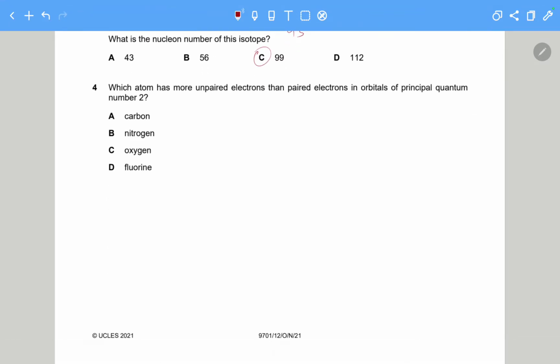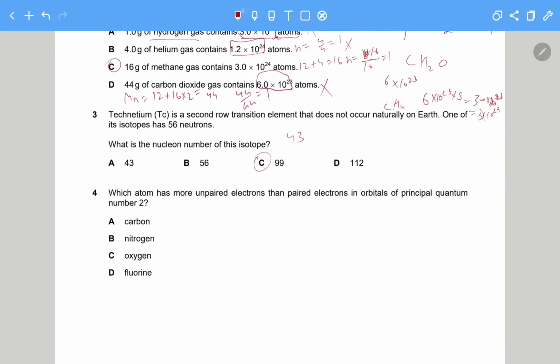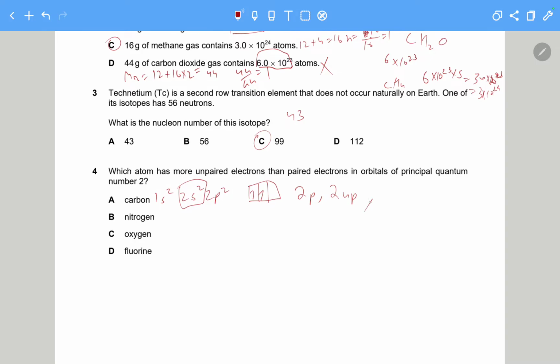Question 4. Which atom has more unpaired electrons than paired electrons in orbitals of principal quantum number 2? So carbon. For these types of questions, always write out the full electronic configuration. Carbon is 1s2, 2s2, 2p2, and in 2s there are only 2 electrons, both of them paired. So we look at 2p, 1 and 1. Both of these are unpaired, and the question says which atom has more unpaired electrons than paired electrons in orbitals of principal quantum number 2. So there are 2 paired and 2 unpaired, right? So this cannot be the answer.